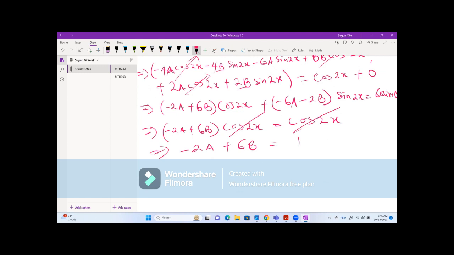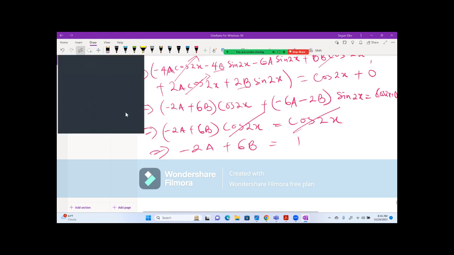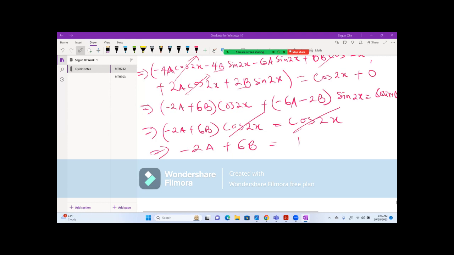Yes, sir, because you divide both sides by cos 2x, and cos 2x cancels cos 2x here, and the other one is 1. So we can now go ahead and solve the second one. Let's look at the second one.